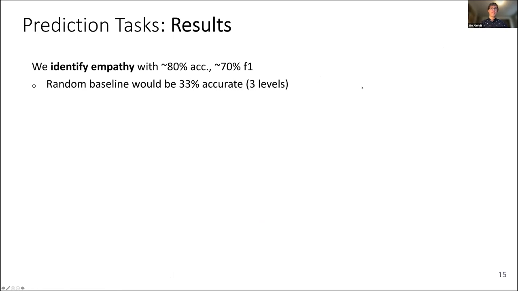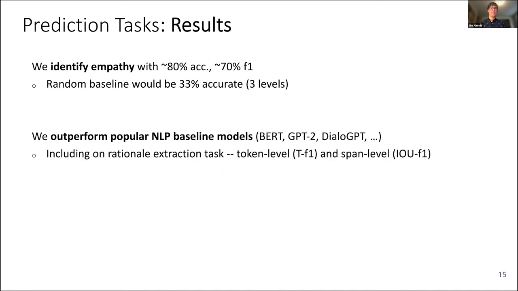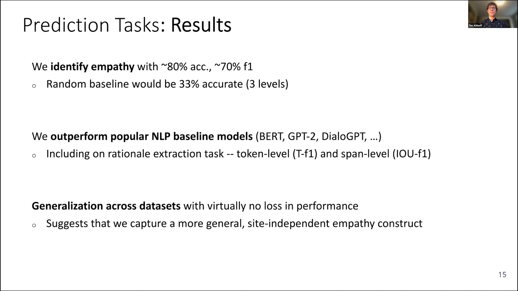I'll briefly show some results and then we'll tell you what we can learn from all this. We were able to, in our data set, identify empathy with about 80% accuracy, 70% F1 score, which is of course higher than the 33% random baseline. This was higher than various baseline models. But most interestingly, what I'm generally surprised about is when something truly generalizes. And what we showed was that the way we measure empathy seems to generalize from Talk Life to Reddit or vice versa with virtually no loss in performance, which encourages us and suggests that we capture a site-independent empathy construct.